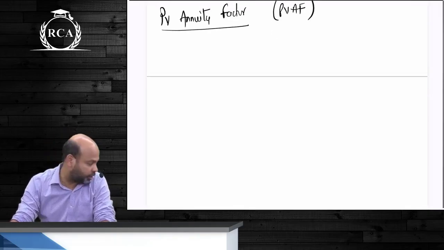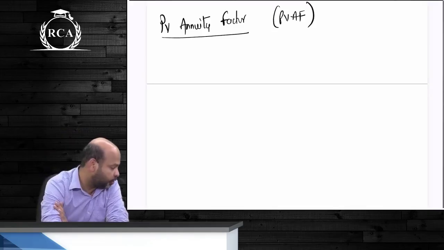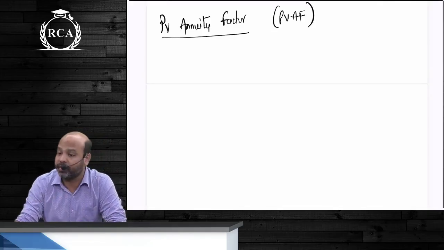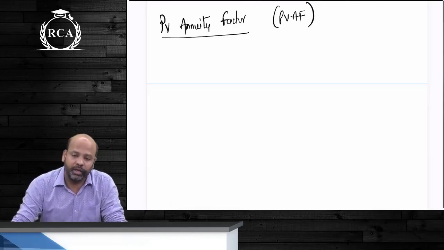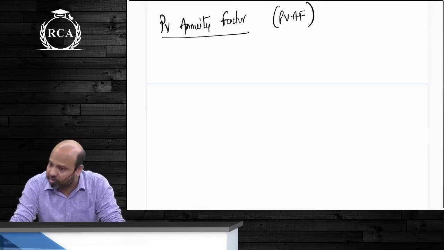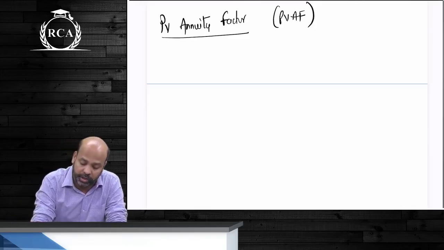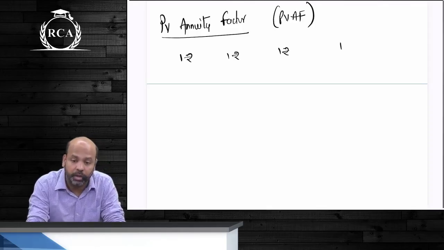Present value annuity factor is the present value of 1 rupee that you are going to receive every year for a specified period of time. What we did yesterday was present value of 1 rupee receivable only once. Now we are going to receive 1 rupee every year for a specific period of time.